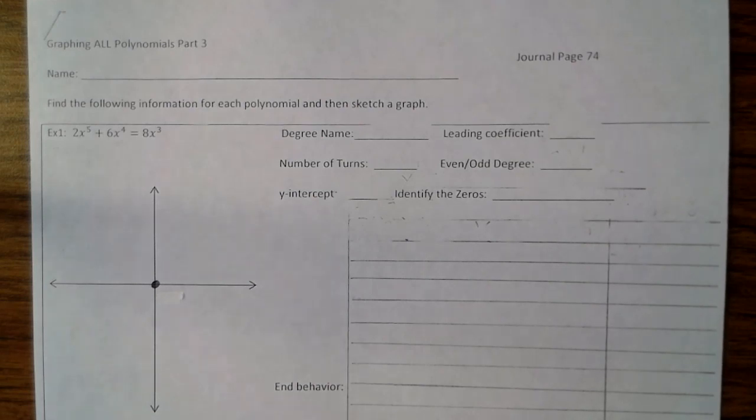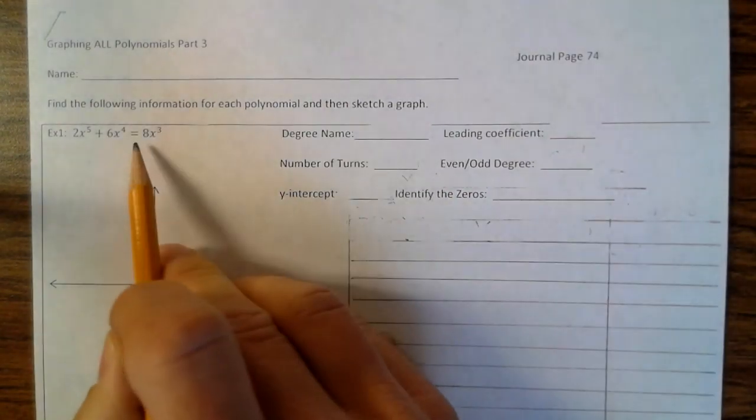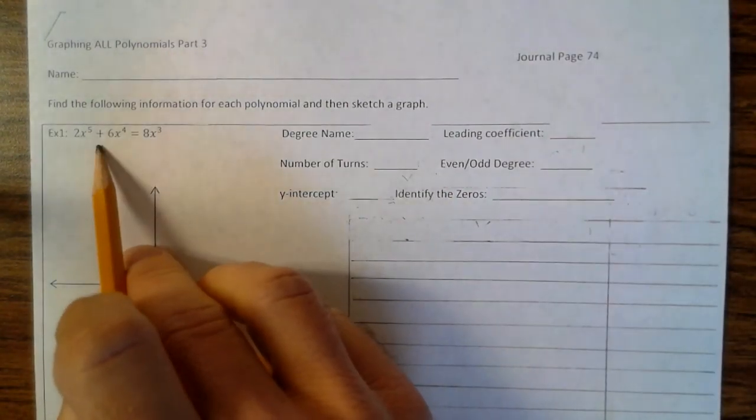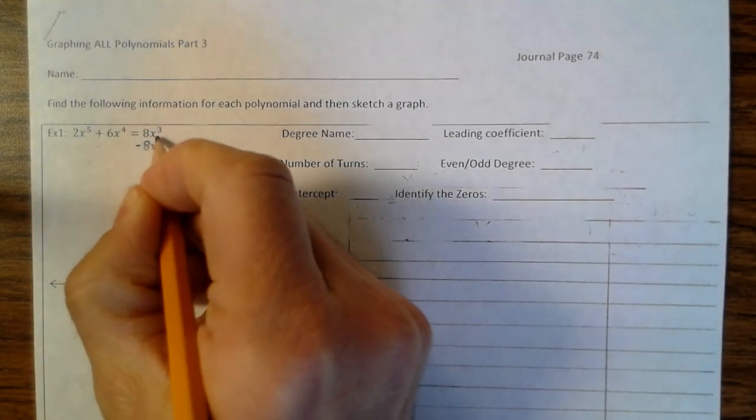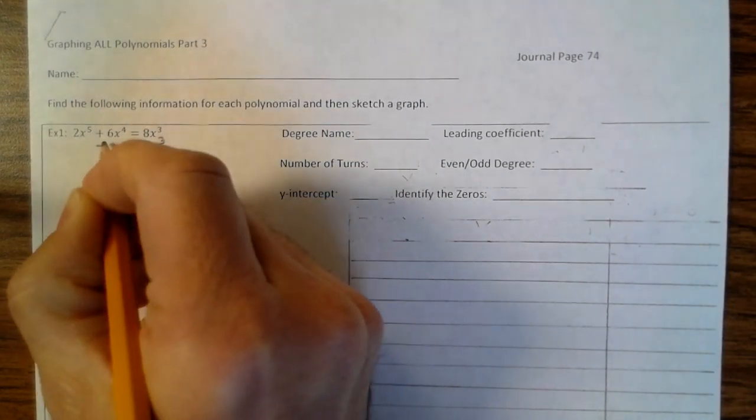Okay, Wildcats, everyone at Journal page 74, Graphing All Polynomials, Part 3. Find the following information for each polynomial and then sketch a graph. Now, before we do anything, we need to first set this function equal to 0. So we're going to subtract 8x cubed from both sides.